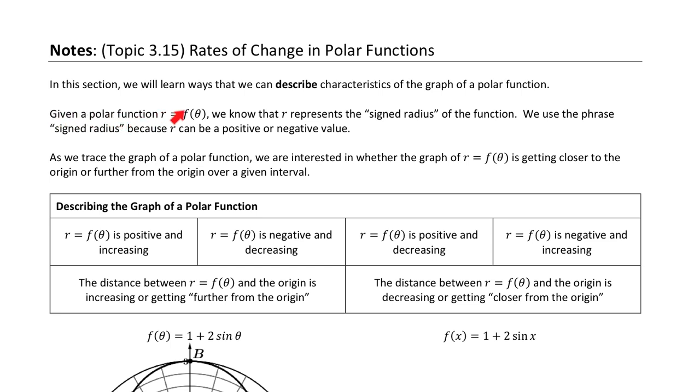Given a polar function r equal to f of theta, we know that r, radius, actually represents the signed radius of the function. We use this phrase signed radius because r can be negative or r can be positive, even though radius is a distance and distance is always positive. It gives us a direction for our radius. As we trace the graph of a polar function, we are interested in whether the graph of r equal to f of theta is getting closer to the origin or further from the origin over a given interval. So we're going to be talking about whether the radius is getting closer to 0, the origin, or getting further from the origin. That's going to be the goal for today.